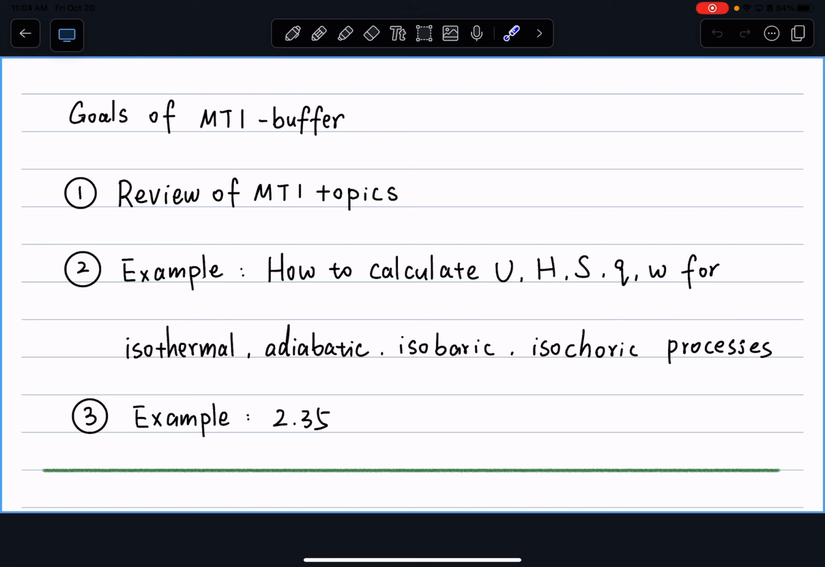And then we'll do 2 problems together. One is calculation of different state functions or heat and energy, heat and work for different thermodynamic processes. And one is example 2.35, which is a heavily derivation problem. So let's get started.